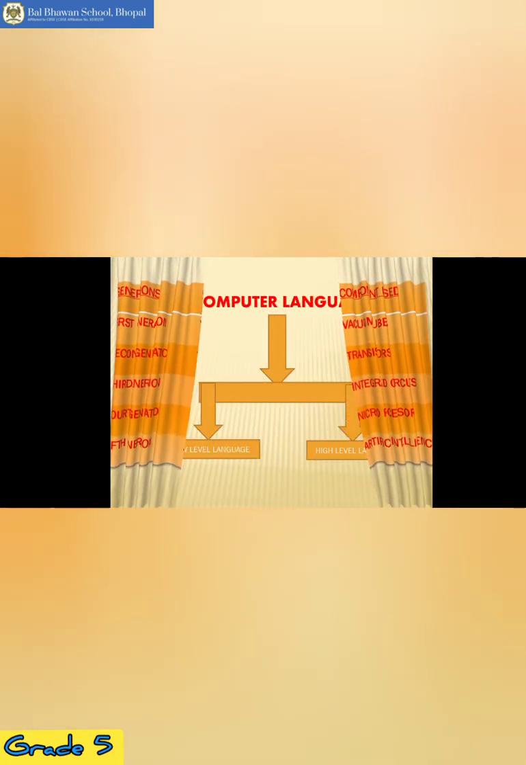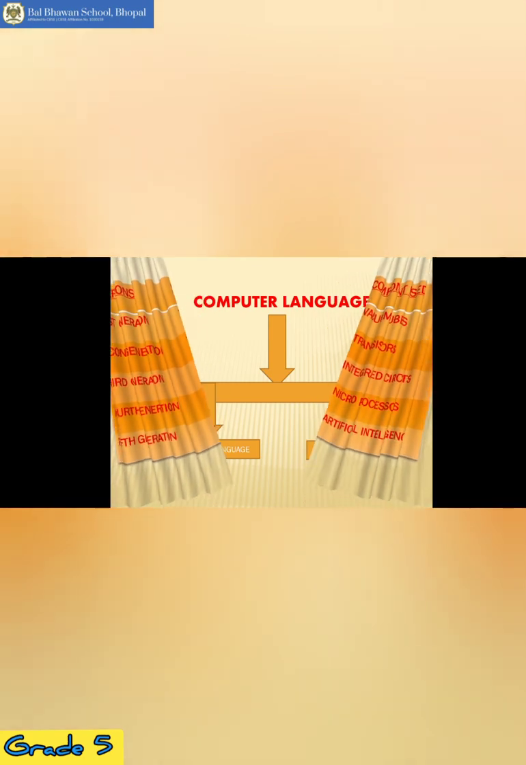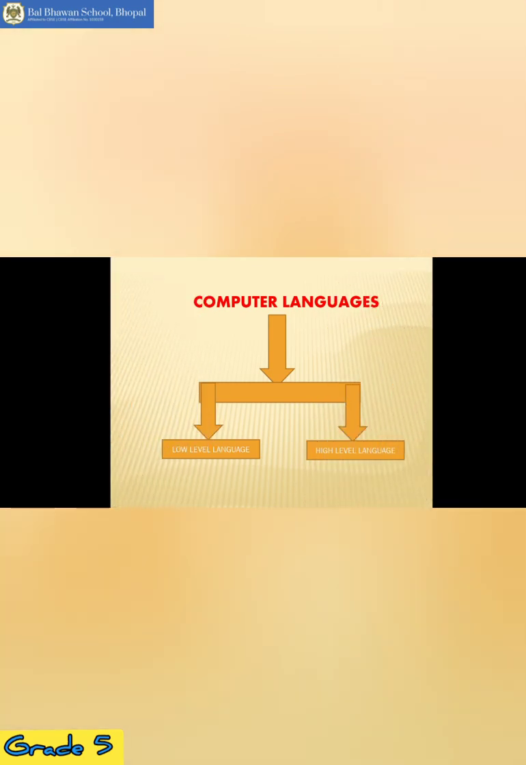Now, our next topic is computer language. What is a computer language? A language that is understood by a computer is called a computer language. Now, computer language is bifurcated into 2 parts, low level language and high level language.